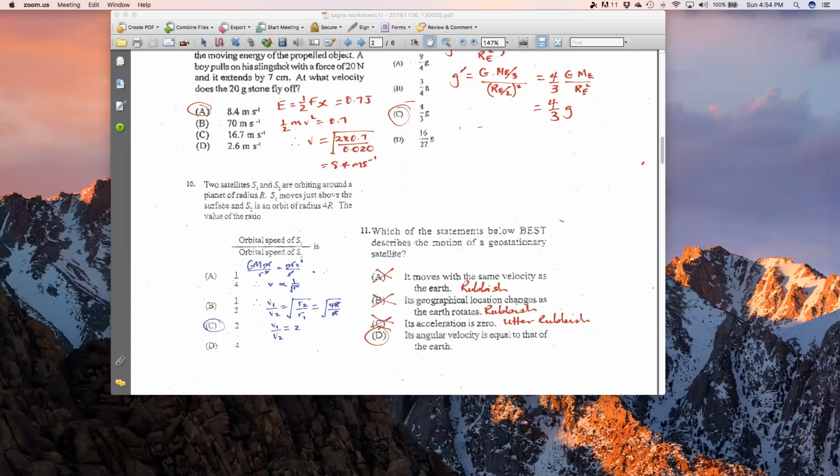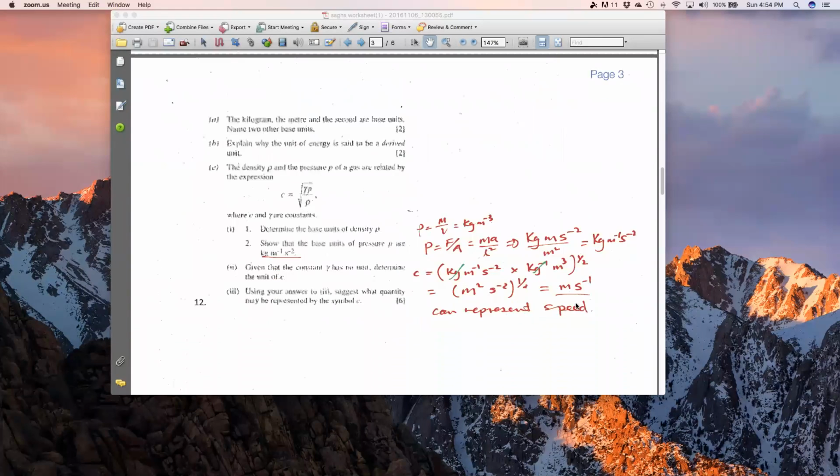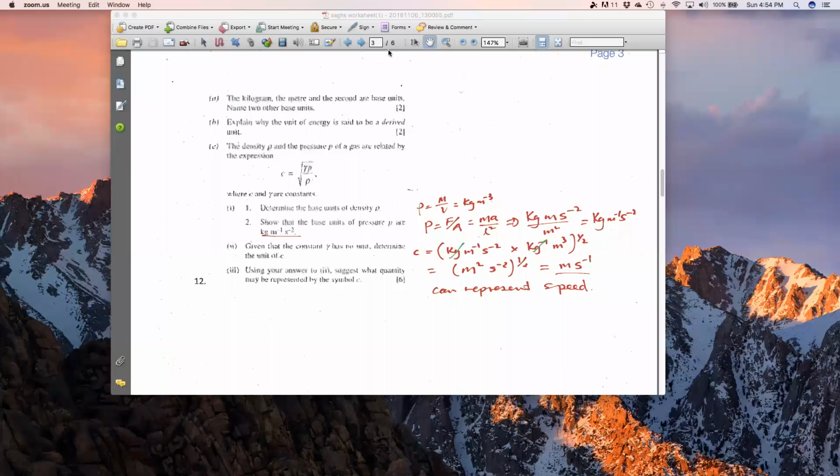Okay, next question. The next question is on dimensions, and it's something we're all familiar with. The kilogram, the meter, the second are base units. Name two other base units. And the two others would be what? The Kelvin and what? Yeah, so well done, Shane and Vishnu. The next one will be the Kelvin and the ampere.